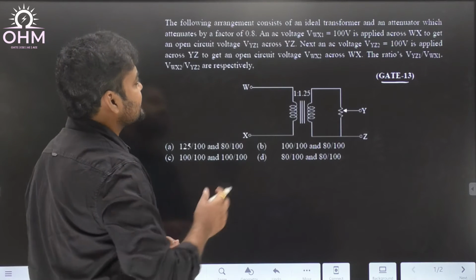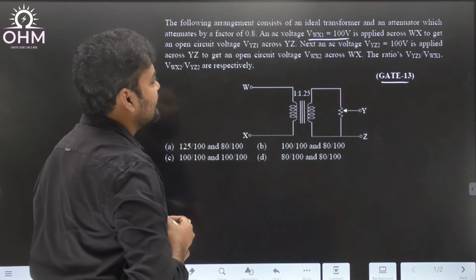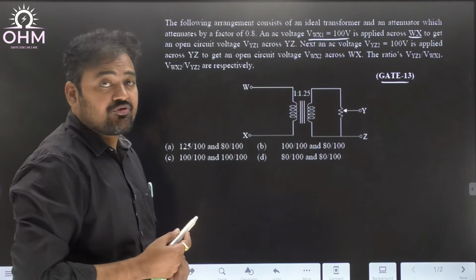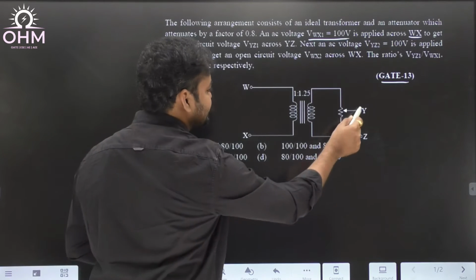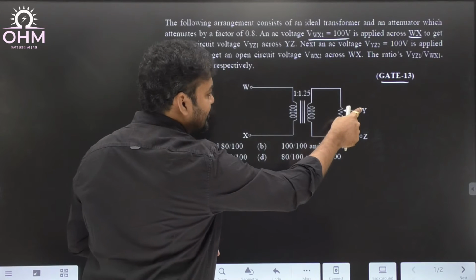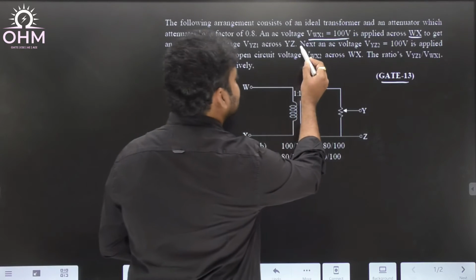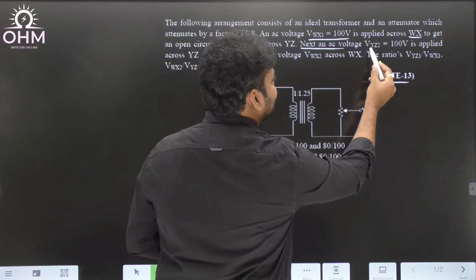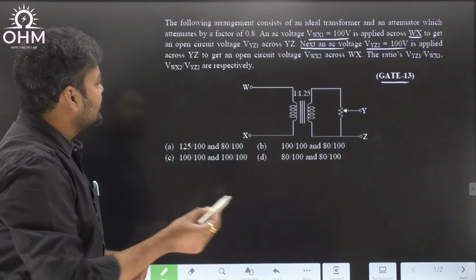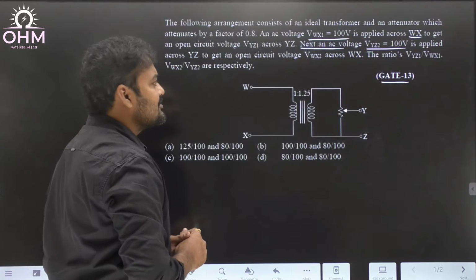Now in the first case, an AC voltage of 100 volt is applied across WX to get an open circuit voltage VYZ1 across YZ. That means the supply voltage was given to the WX terminals and the output voltage was measured at the YZ terminals. Next case: an AC voltage VYZ2 equal to 100 volt is applied across the YZ terminals to obtain an open circuit voltage VWX2 across the WX terminals.